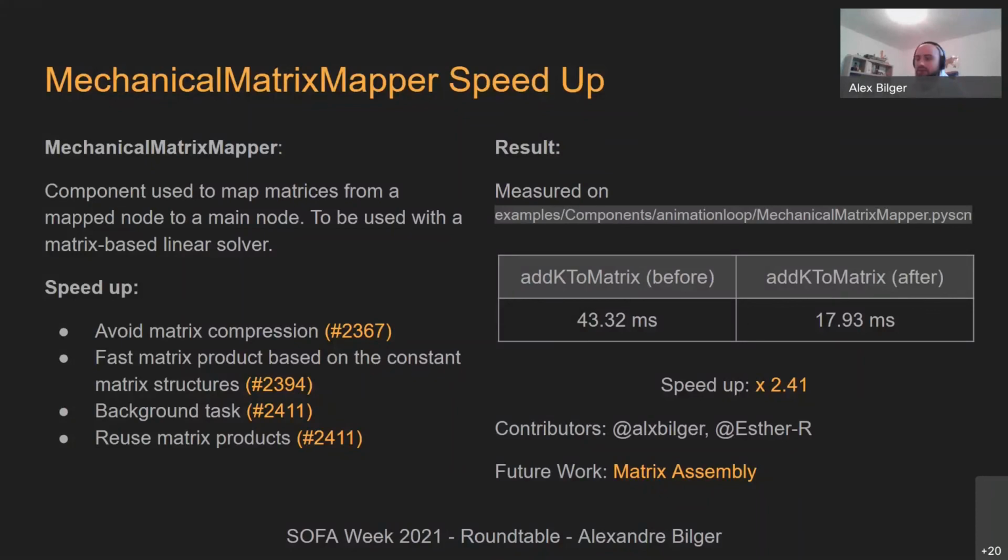And on the right, you see just an example of the performances that we get. So we have a gain of more than 2. This is kind of related to the matrix assembly project that I will present at the end of the morning. And by the way, I forgot to introduce myself. I'm Alexandre Bilger, and I'm in the Defrost team at INRIA Lille.